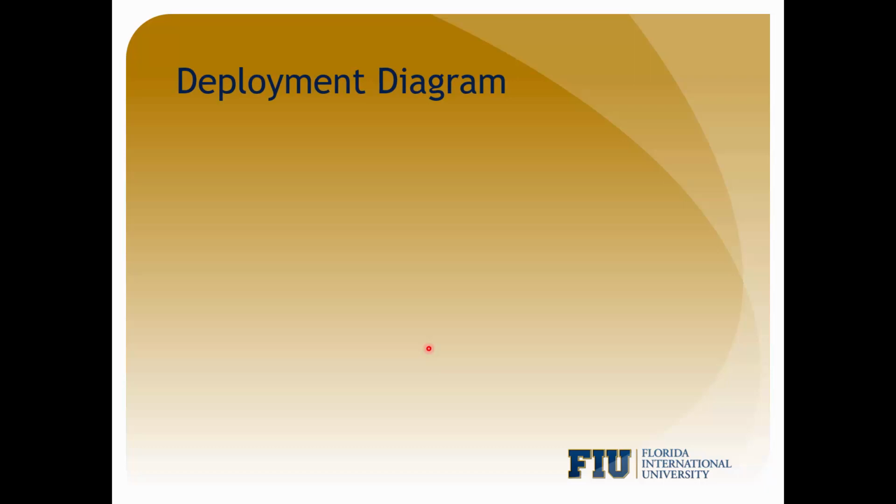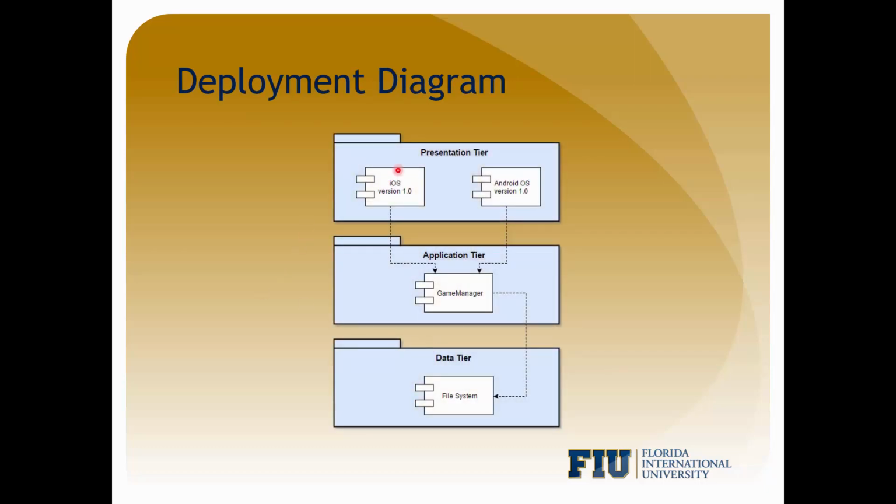For the deployment diagram, in the presentation tier we have both the iOS and Android versions. Afterwards, in the application tier, we have the game manager, which is a game object in Unity that holds all the scripts that control the application. And in the data tier, we have the file system, which is where we store all the descriptions. Finally, as you can see here, we use a three-tier architecture pattern to build our application.